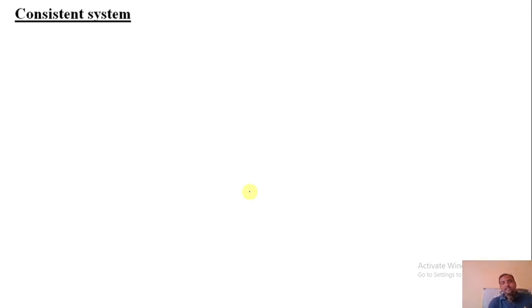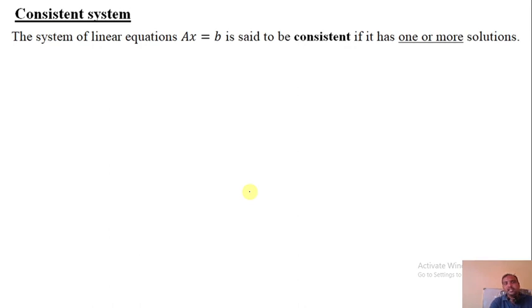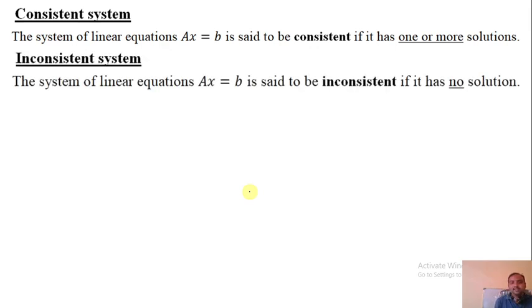First of all, what is a consistent system? A system of linear equations AX equal to B is said to be consistent if it has one or more solutions, so at least one solution. That means if a system has a solution, then it's called a consistent system. Otherwise, it's called an inconsistent system. That is, the system of linear equations is said to be inconsistent if it has no solution.